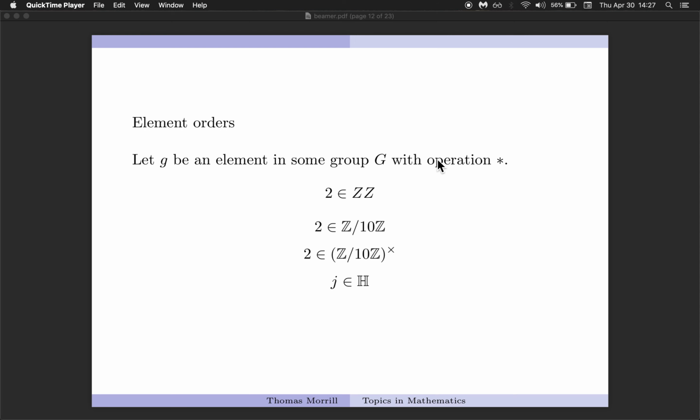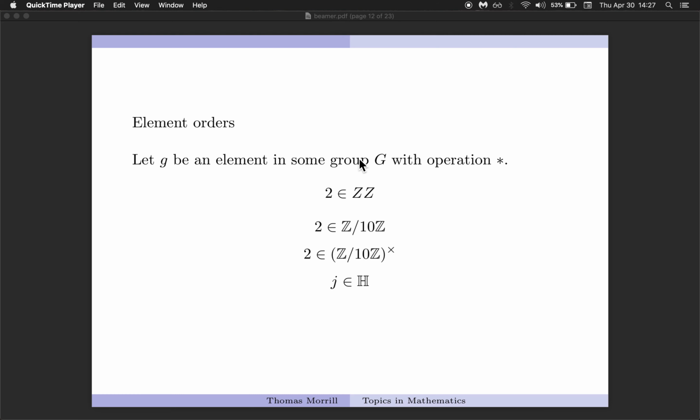Okay, so in this part of the lecture, I want to think about some group G with an operation that I'll call star, and I want to pick out some single element of that group that I'll call lowercase g. One of the things I'm interested in is the behavior of individual elements under this operation. And the way I'm going to do this is by asking about their order.